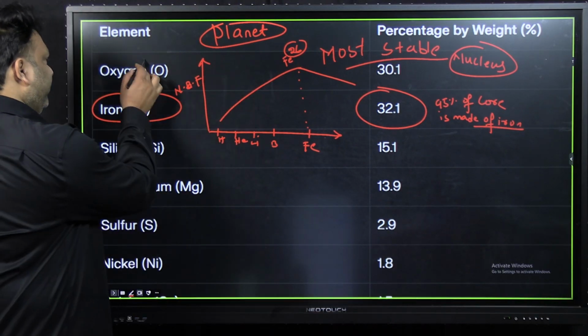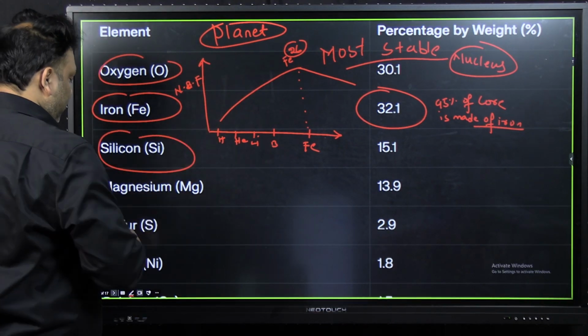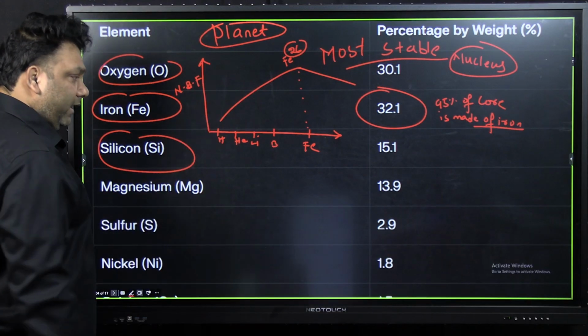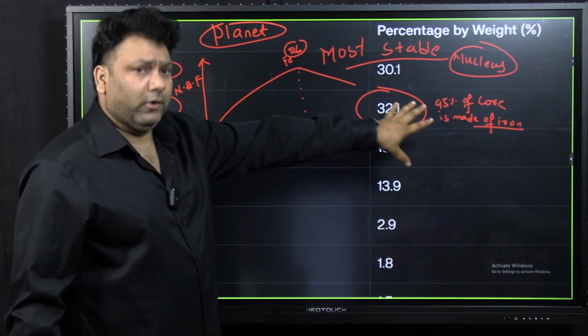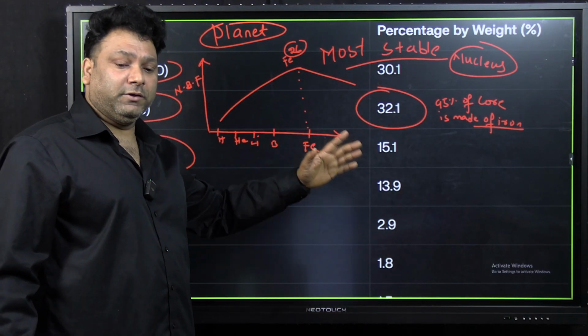Of course, if there is oxygen, there will be silicon too. And afterwards you have magnesium, sulfur, nickel, etc. You can ignore this, but this is the logic. If you want to memorize it, you can memorize it. I have given you the logic.